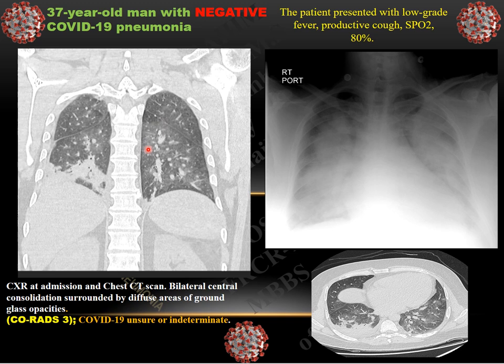And also here there is ground glass opacity, an area of consolidation, pleural thickening and pleural effusion. This was negative for COVID-19 and categorized as CO-RADS 3, because COVID-19 is unsure or indeterminate, which is confirmed by the laboratory PCR.